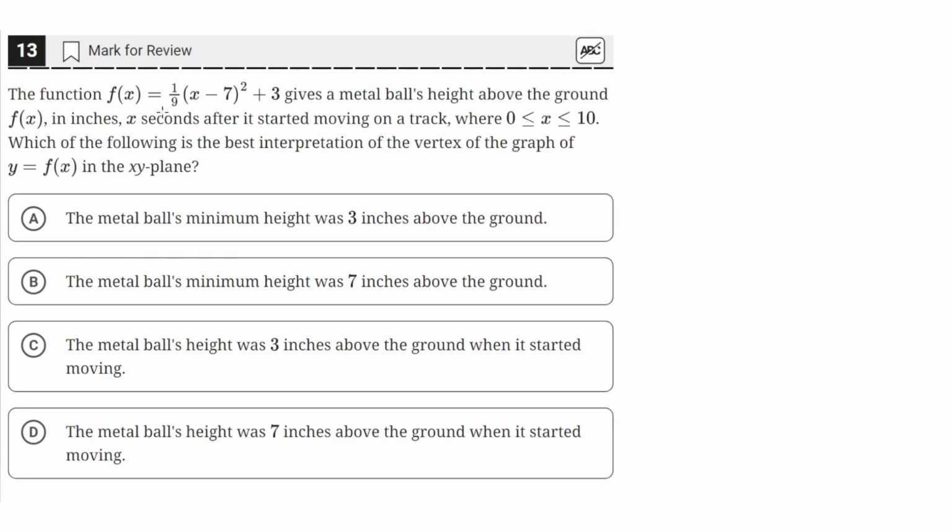The function f of x equals 1/9 times the quantity x minus 7 whole squared plus 3 gives a metal ball's height above the ground, f of x in inches, x seconds after it started moving on the track, where x is greater than or equal to 0 and less than or equal to 10. Which of the following is the best interpretation of the vertex of the graph of y equals f of x in the xy plane?